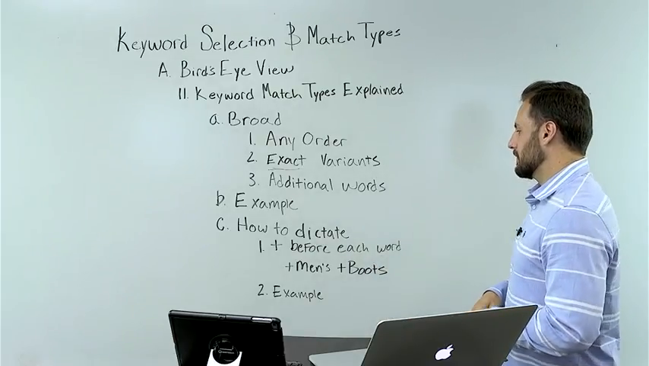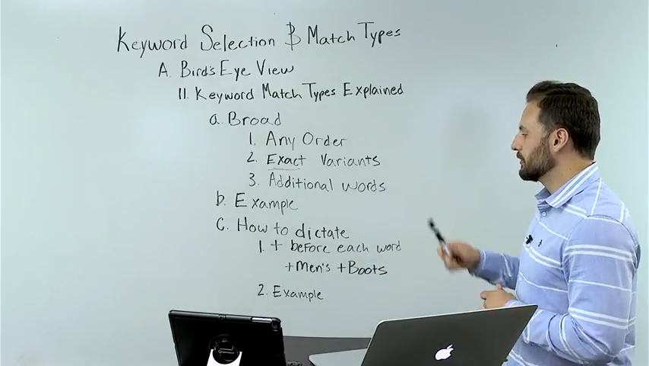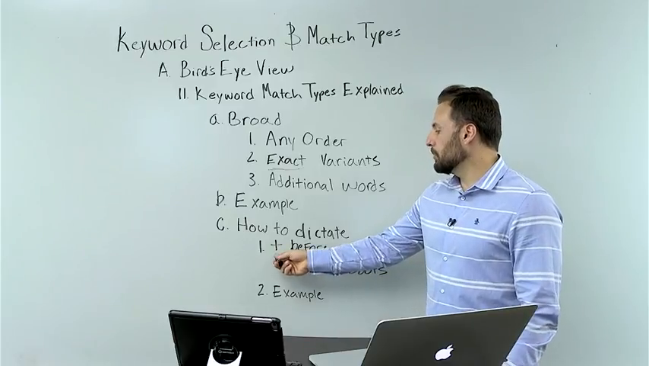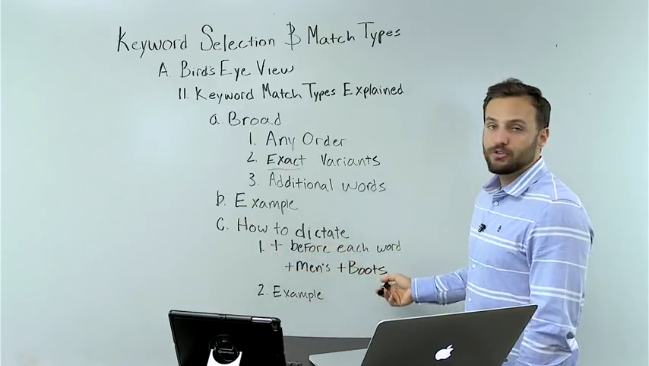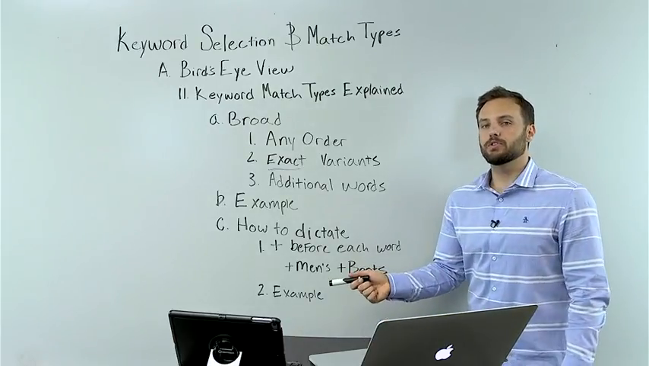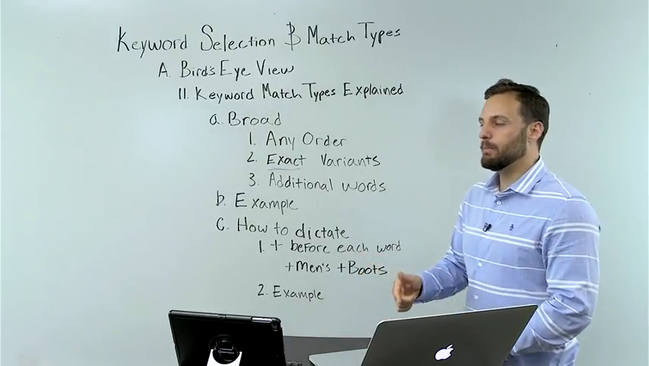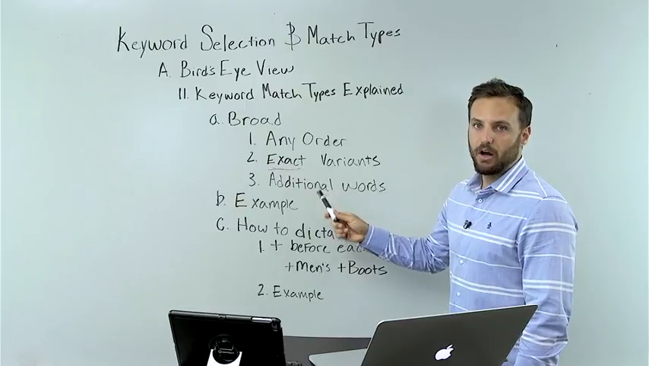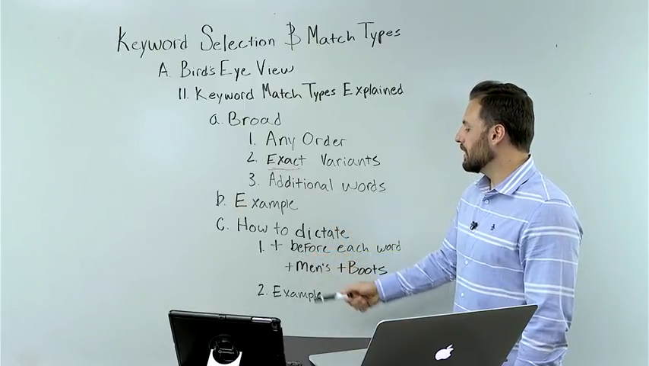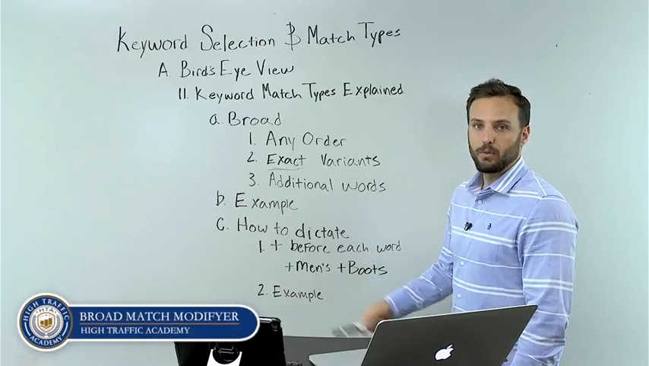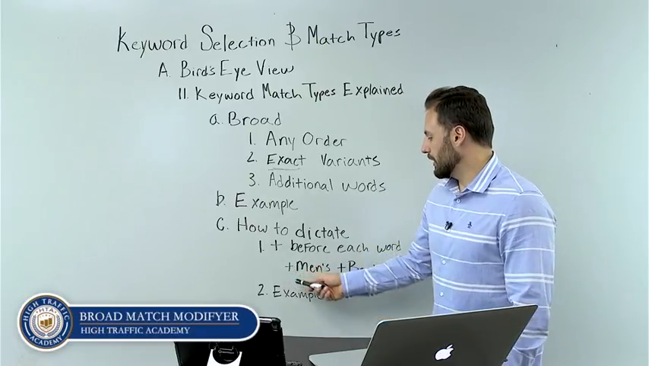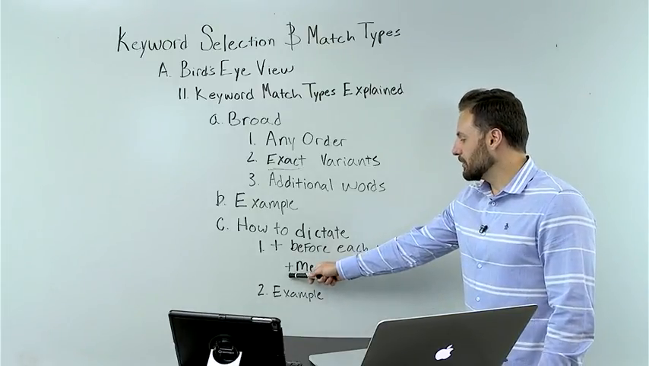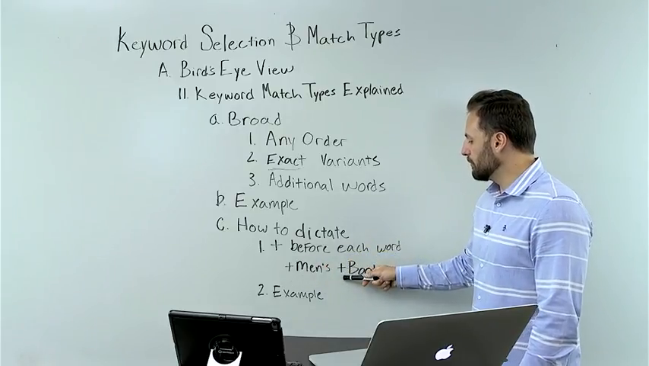How to dictate a broad match modified keyword to Google. It's actually very simple. When you're setting up your keyword, you will simply put a plus symbol before each word that you want to require in the user's search query. I'll go over an example with you in a minute. But for each keyword that you want to require in the query be an exact variation of the word that you're targeting, you would simply put a plus symbol prior to the keyword. So for an example here, we have men's boots, and if I want to bid on that keyword in a broad match modified fashion, I would just put a plus symbol before men's and a plus symbol before boots.